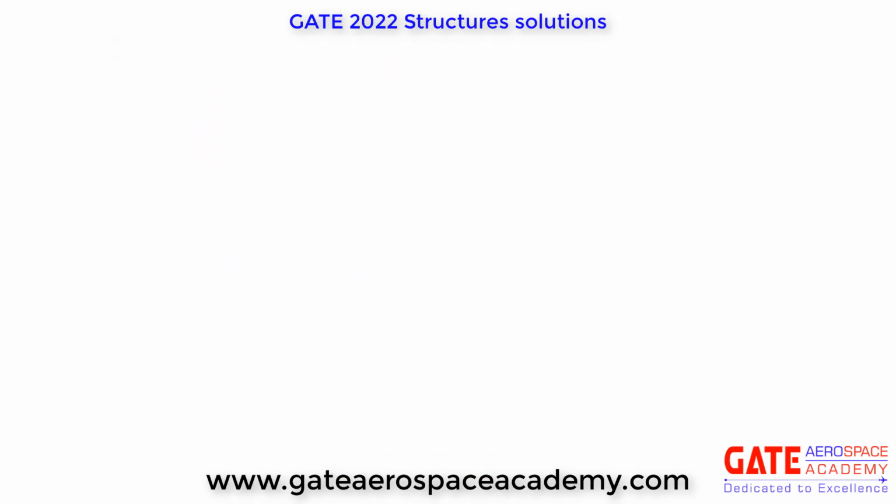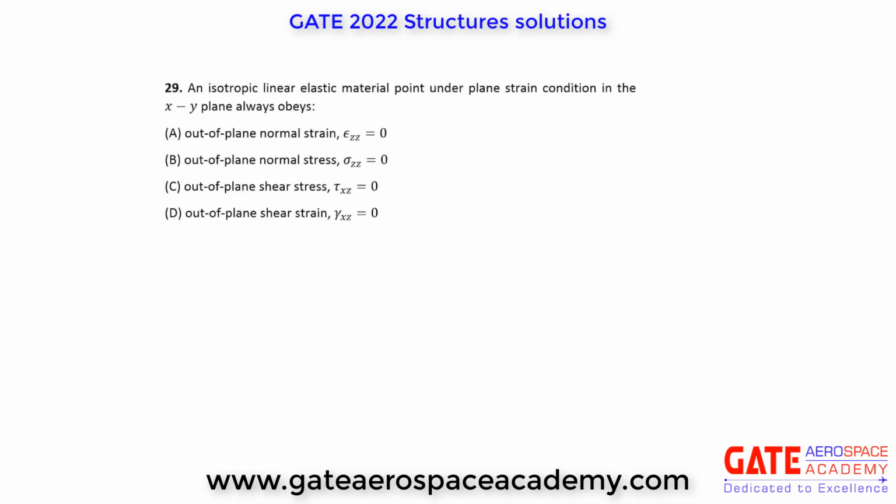Question number 29. An isotropic linear elastic material point under plane strain condition in the xy plane always obeys. So plane strain condition, correct? That also in xy plane. So we know that for plane strain condition in xy plane, all the strain components in z direction will vanish, right? So linear strain in z direction, epsilon zz is equal to 0.